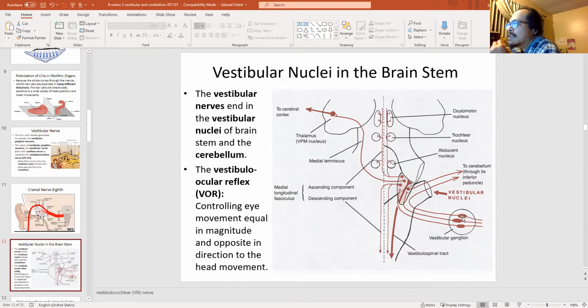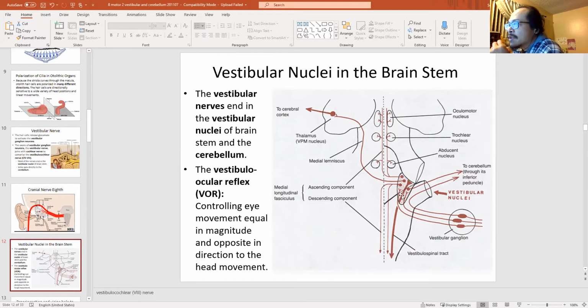Some of these vestibular ganglion cells will send axons directly toward the cerebellum, right here. From the vestibular nuclei, signals are also sent into the cerebellum. So you can see that the cerebellum plays an important role in processing the vestibular signal. The vestibular ganglion cells directly send to the cerebellum through the inferior peduncle. We will talk about it. The cerebellar peduncle has three portions: superior, middle, inferior. Now this one is through the inferior.